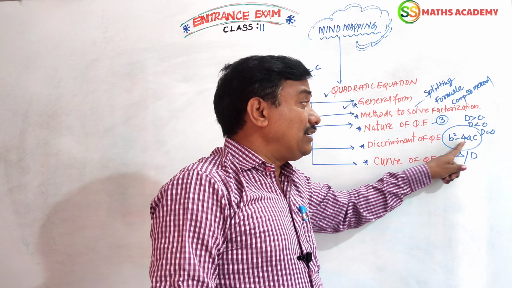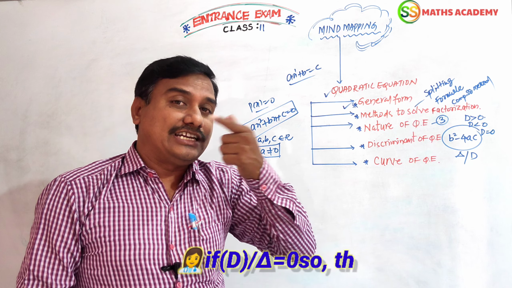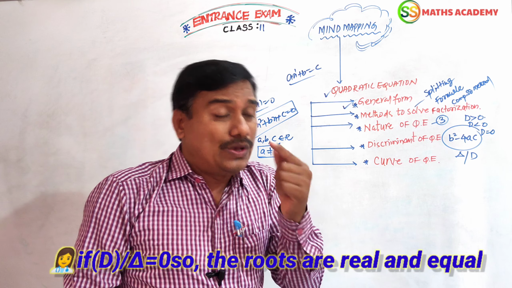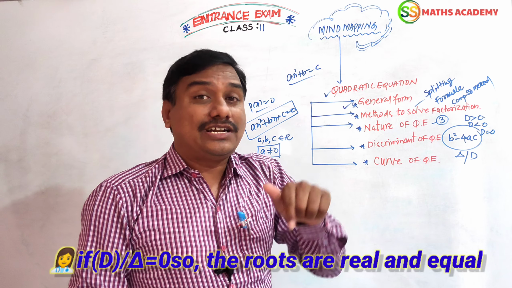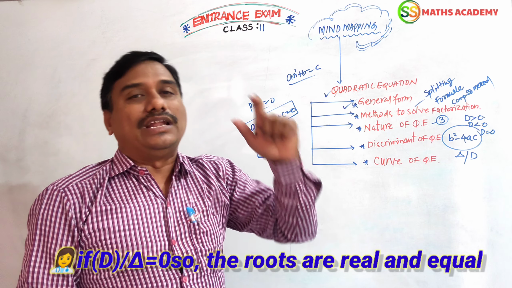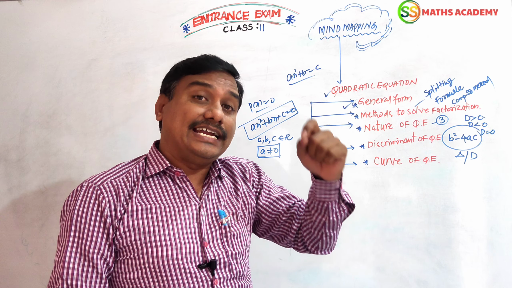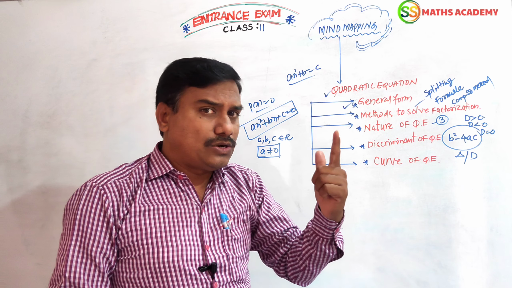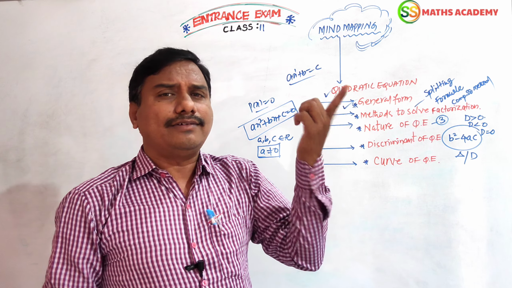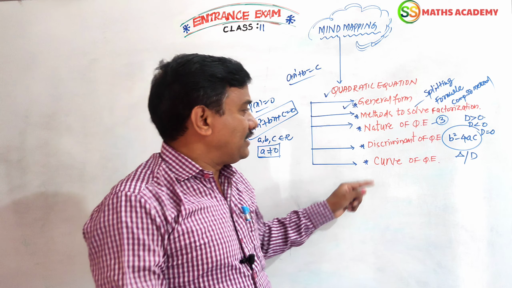For suppose delta equals 0, sometimes after substituting the values in the place of a, b, c, we get the answer 0. In that case, the nature of the quadratic equation is that the roots are real and equal. Equals 0, real and equal. Once again, greater than 0, real and distinct. Less than 0, imaginary. Equals 0, real and equal. That's it. Clear? Next.